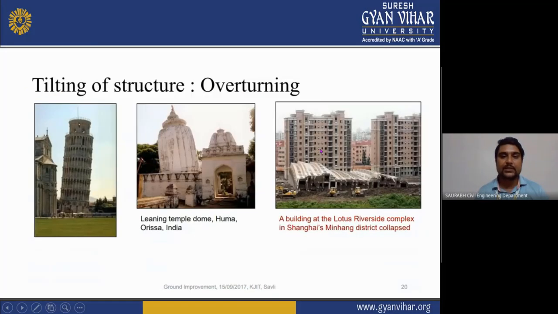As you can see here, there are some structures with tilting and overturning. These are the leaning temple and the Pisa tower, as we all know, which is tilted because of the soil under the ground. Leaning of the temple dome, Huma, Orissa, India. This is the temple, as you can see, and a building of Lotus Riverside Complex in Shanghai, Minhang district, collapsed. As you can see here, this apartment building collapsed due to the soil.